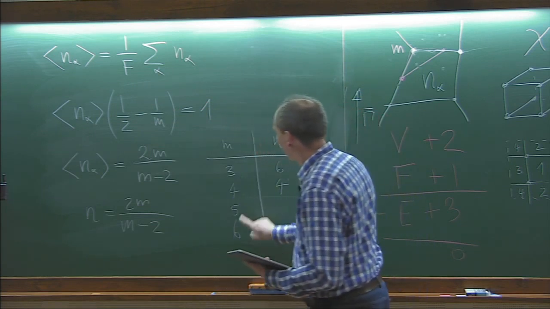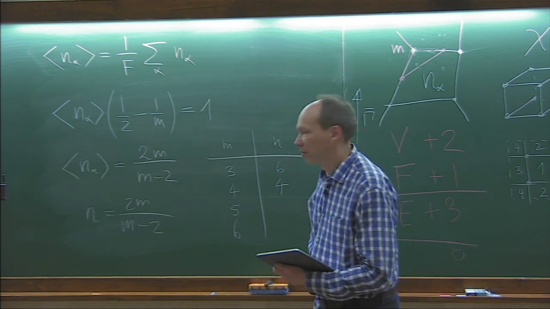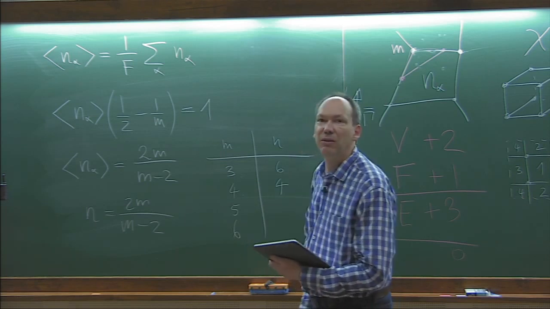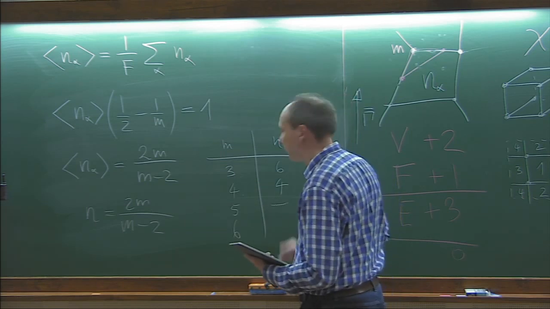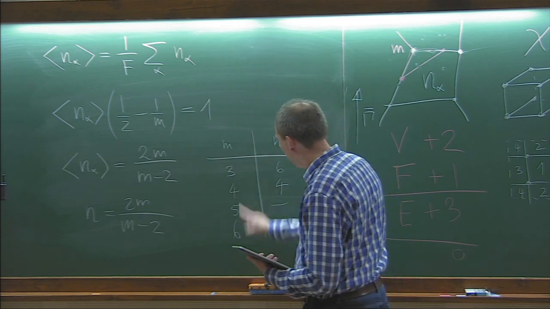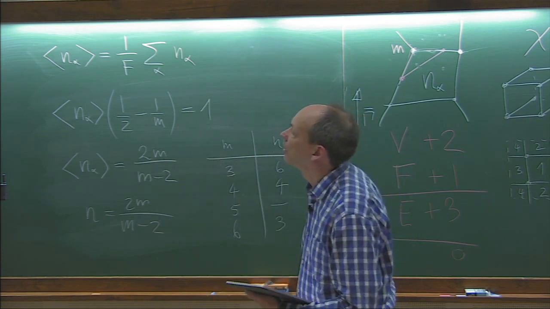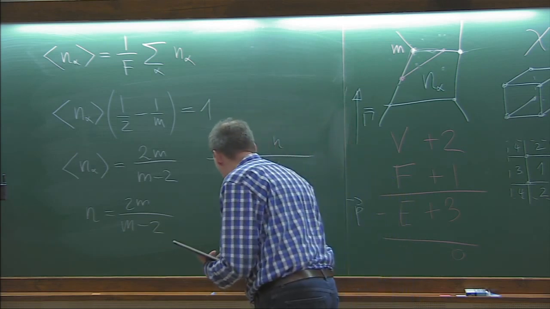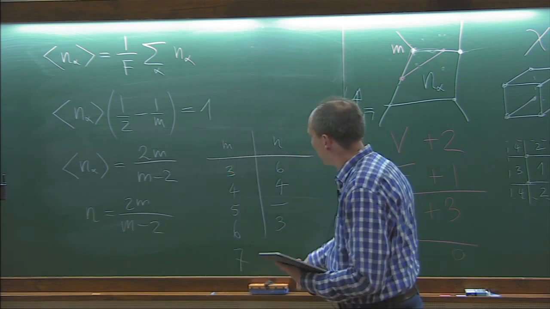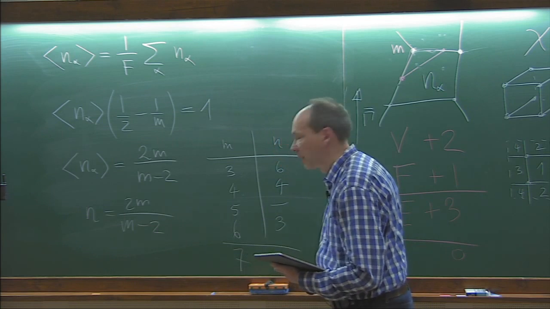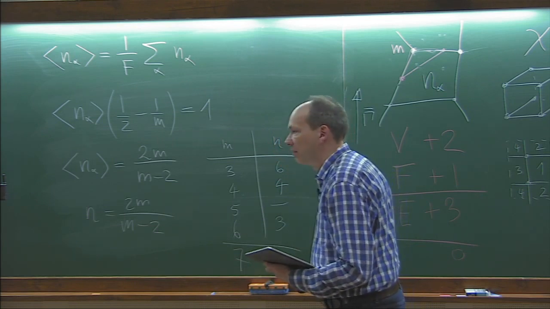If we put in m equals 5, we don't find something reasonable, because it gives you not an integer number, so it's not possible. And m equals 6 gives n equals 3. This is the triangular network. And if we would want to go to higher m's, we would have to go to lower n's, which is not allowed. These are all possibilities that exist.